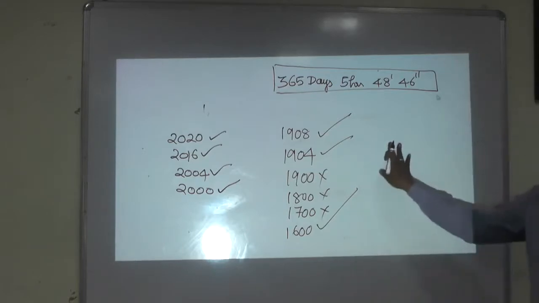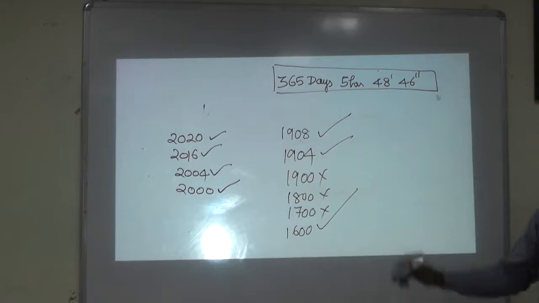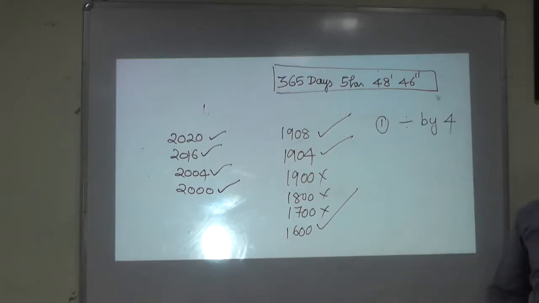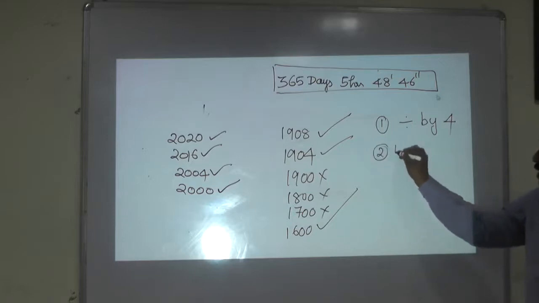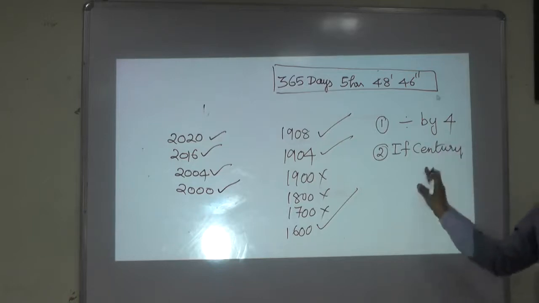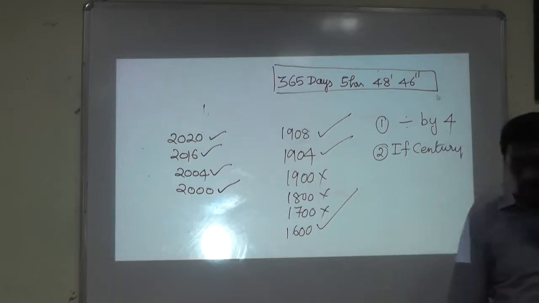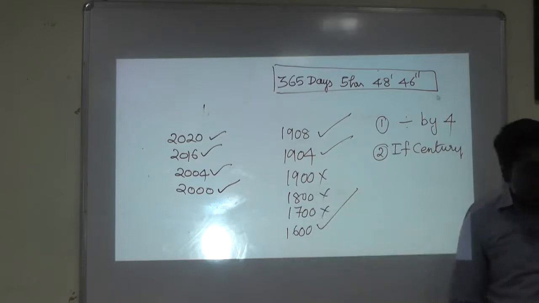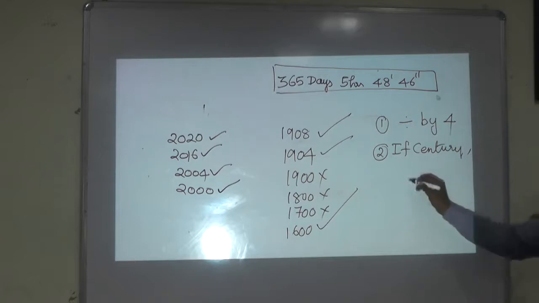Mathematically, to identify a leap year, there are actually 2 conditions. Condition number 1, you have to check whether the given year is divisible by 4. Simple condition. But second condition, right? If the given year is a century, you understand what is a century, right? Yes. 100, 200, 300. 1600, 1700, 1800, 1900, all these are centuries, right? If the given year is a century, then it should be divisible by 400.